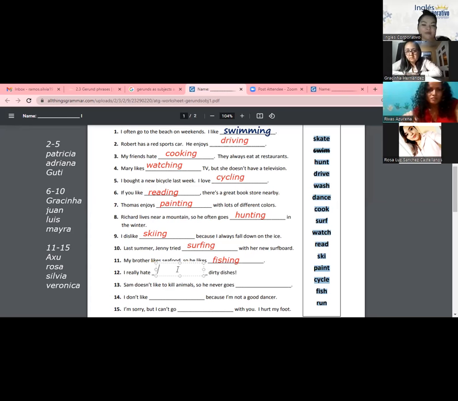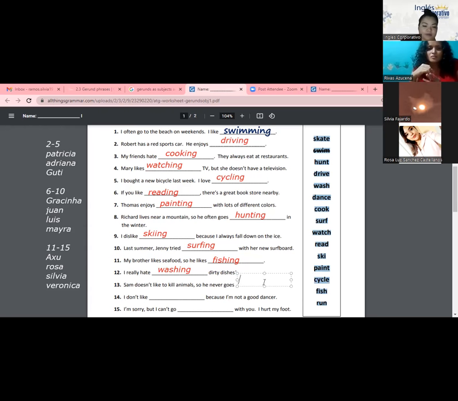I really hate washing dirty dishes. Washing dirty dishes. It's therapeutic. You're washing the dishes, you're thinking about life. Number 13, Sylvia.